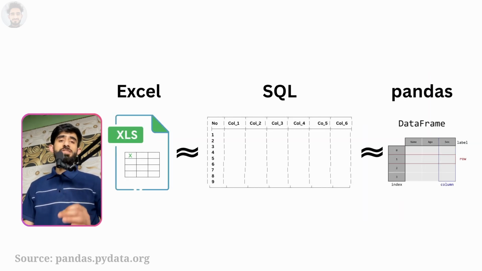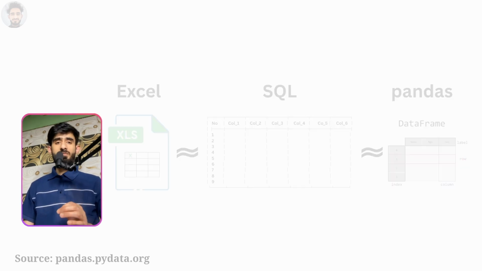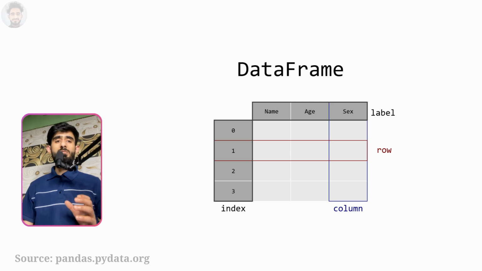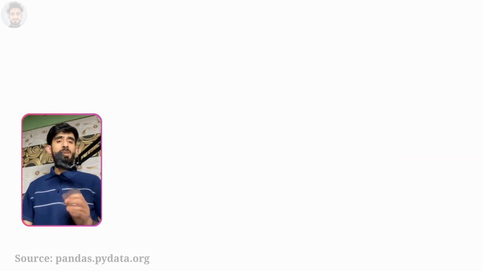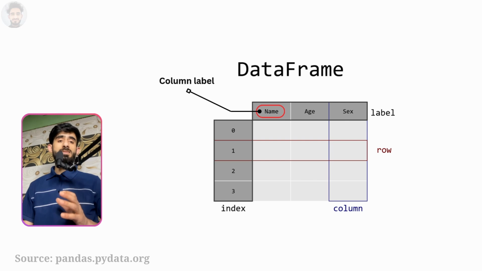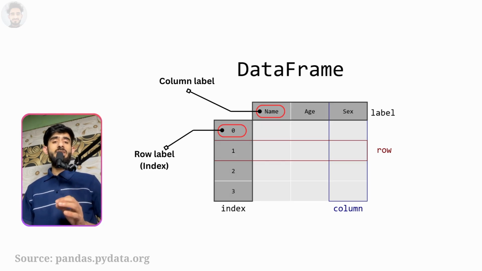It is similar to a spreadsheet, a SQL table, or the data frame in R. In Excel, we have a sheet. In SQL, we have a table. And in Pandas, we have a data frame. Data frame is just a fancy name of a table which contains data in the form of columns and rows. Each column in a data frame has a column label, and each row in a data frame also has a row label, which is called index. By default, this is a sequence of integers starting at 0.